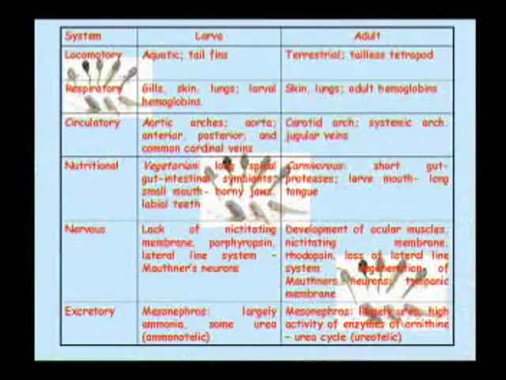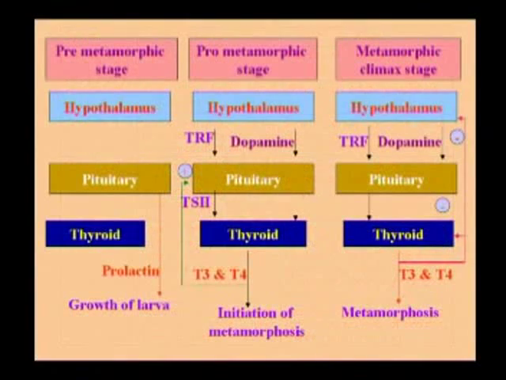Then the last one, hormones. Hormones play a dominant role during the process of metamorphosis. The flowchart shows a schematic representation of the hormonal control of amphibian metamorphosis. The hypothalamus is a part of the brain. The pituitary is another endocrine gland. The thyroid gland is another endocrine gland present in the body of the individual.